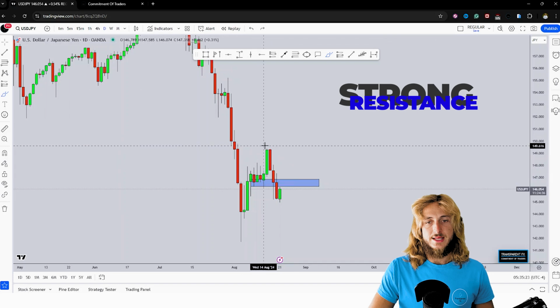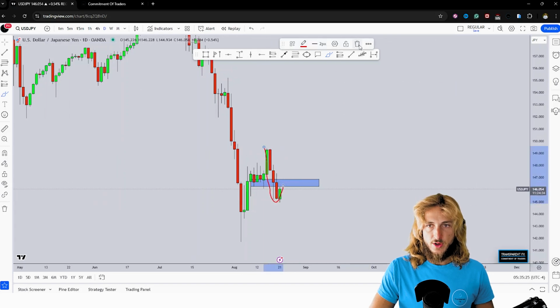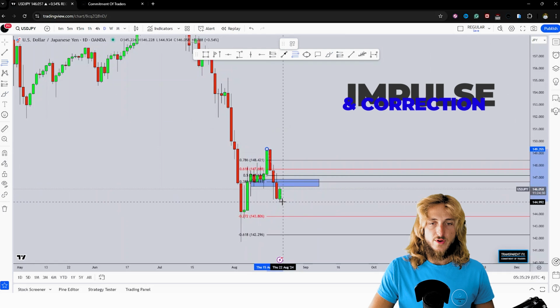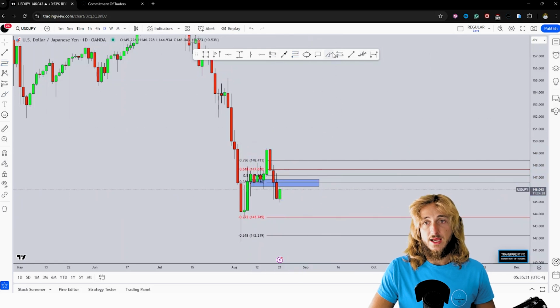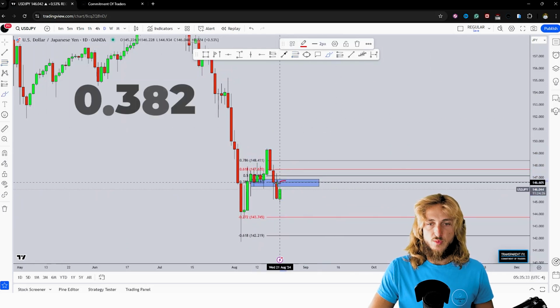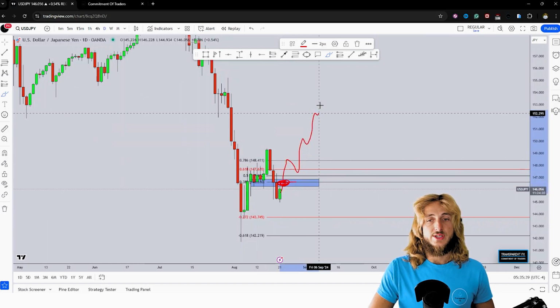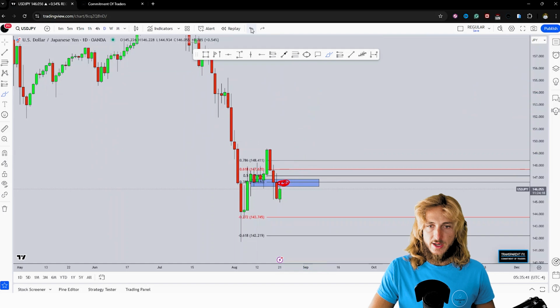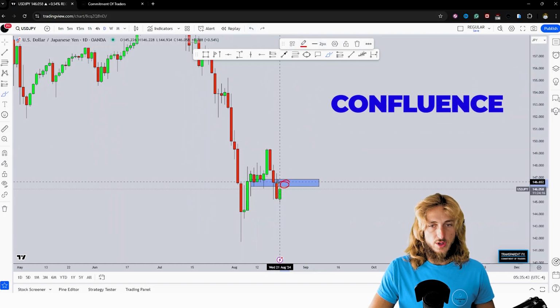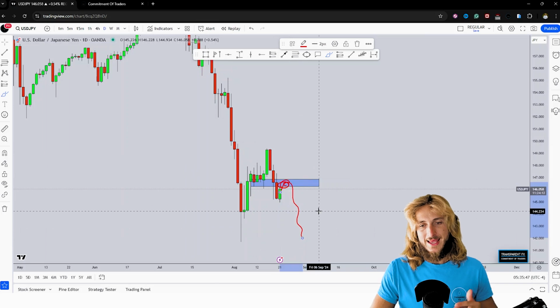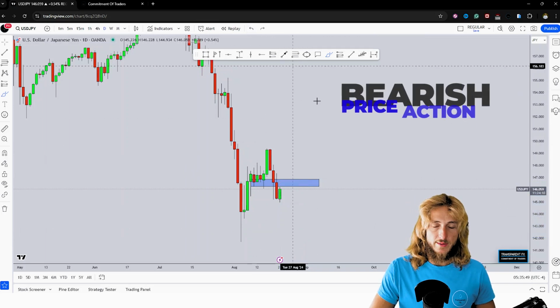We can also notice that since we have an impulse and the start of a correction, if we want to measure this correction, we have to take our Fibonacci from the high to the low of the impulse leg, which shows us how we have a 0.32 Fibonacci retracement lining up exactly with this area that the market needs to break to the upside if it wants to continue higher, because this is a confluence of resistance zone. So as long as the market remains below this level, it can easily continue lower.